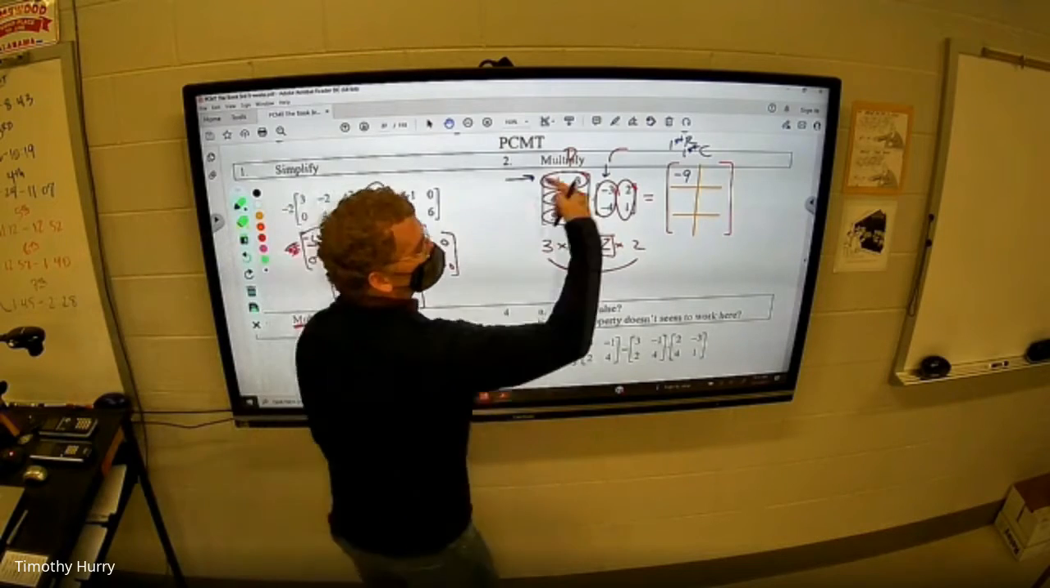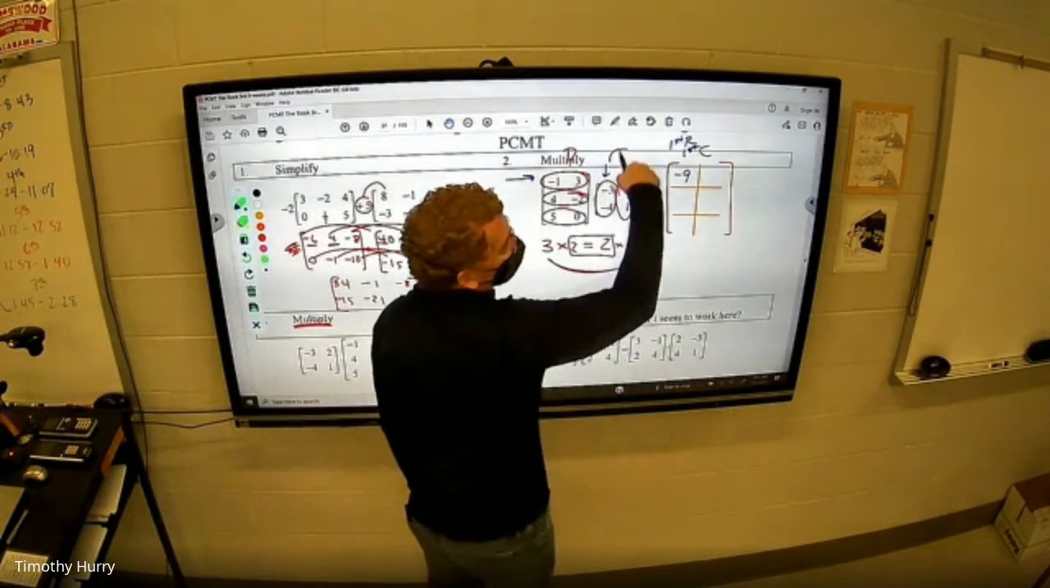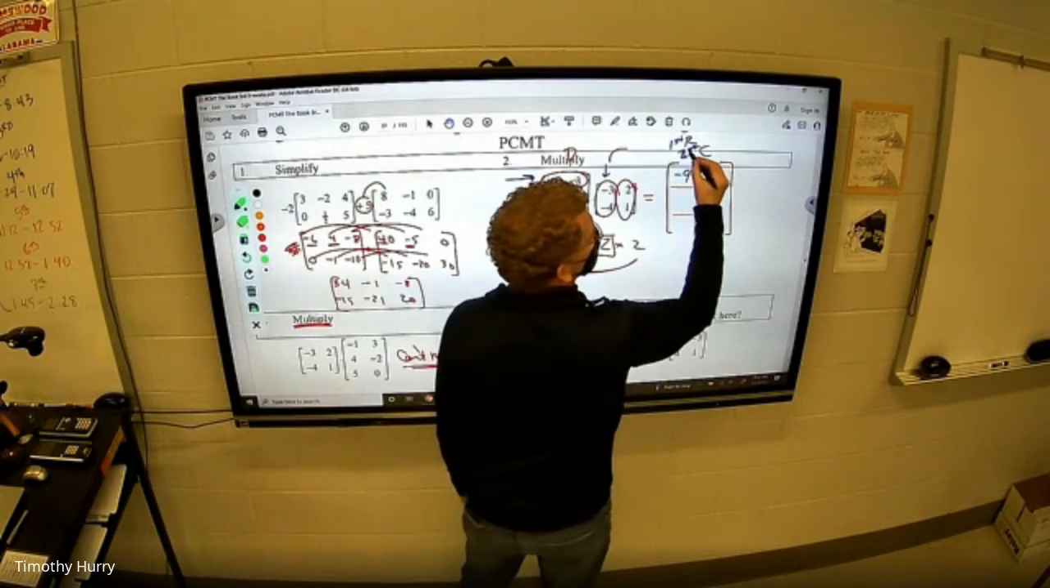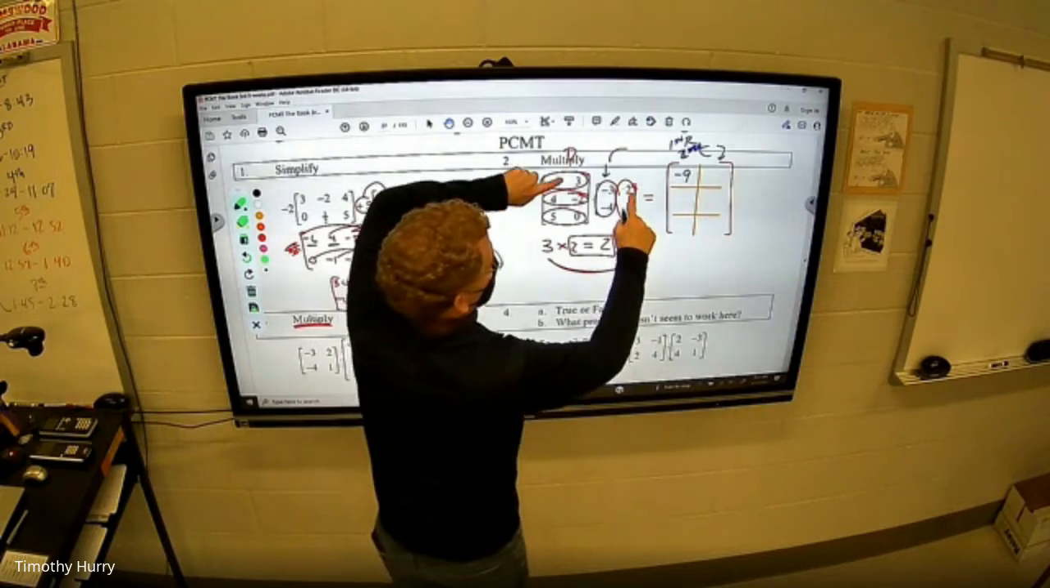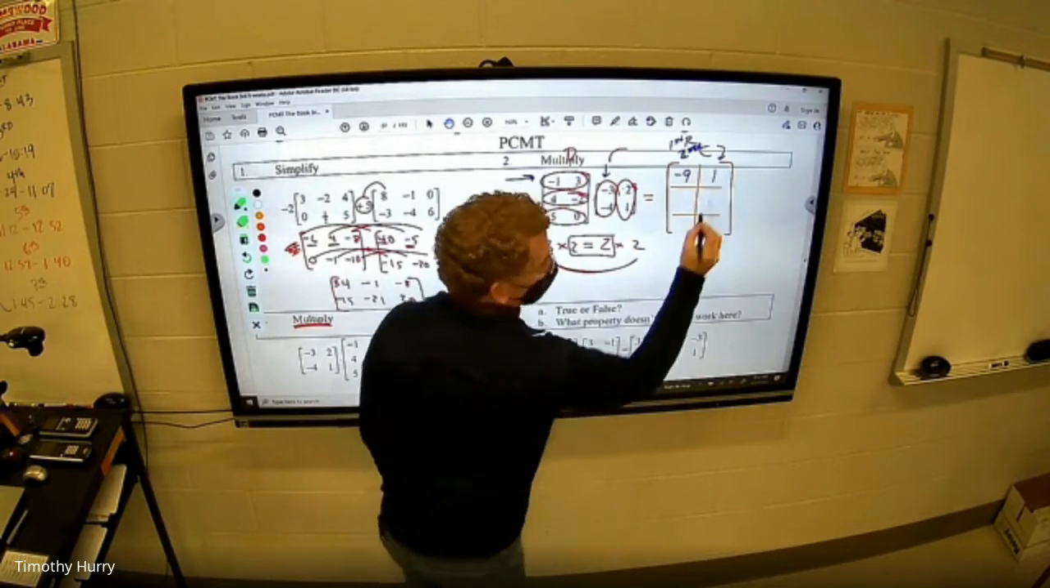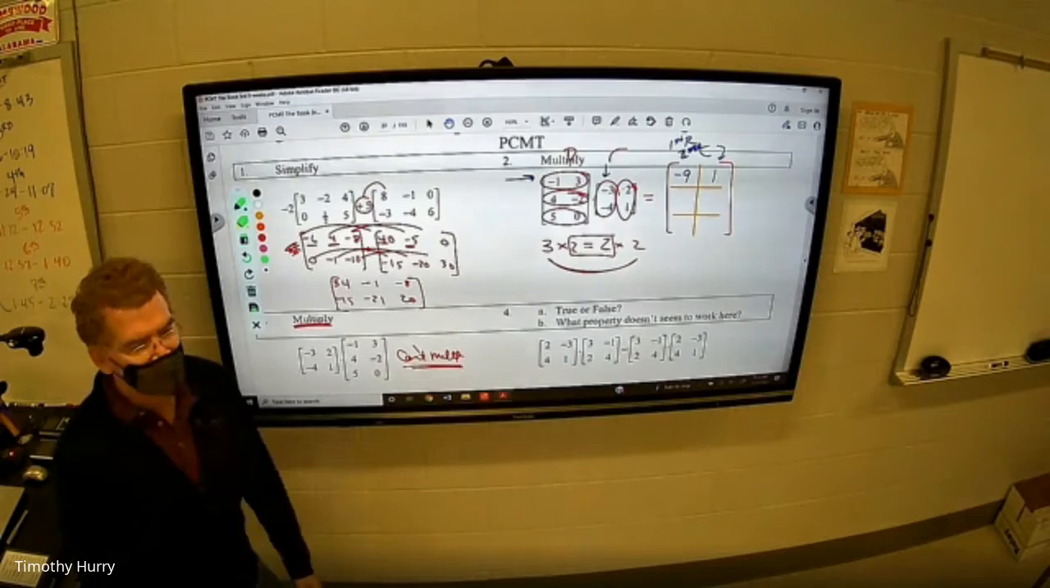Now, for the next column, I'm using first row, second column. So I put it in the first row, second column space. And what does that give me? Negative 2, positive 3, positive 1 when I add them together. And I just keep doing this.